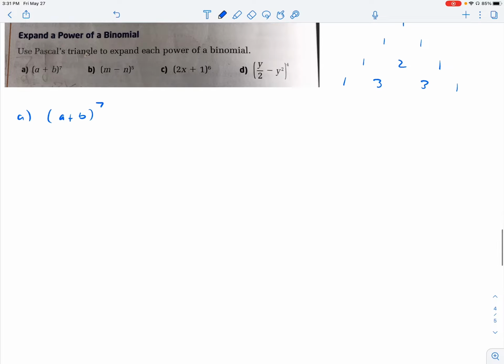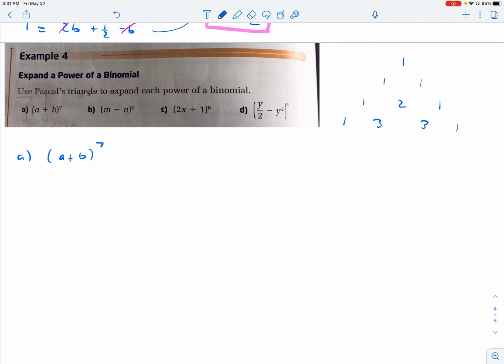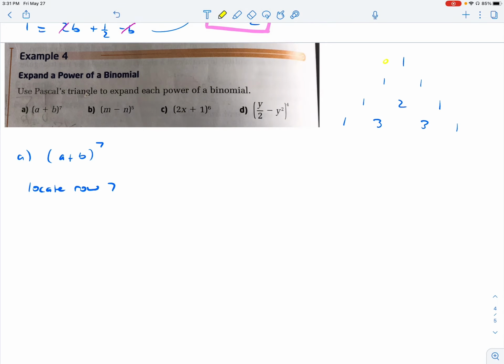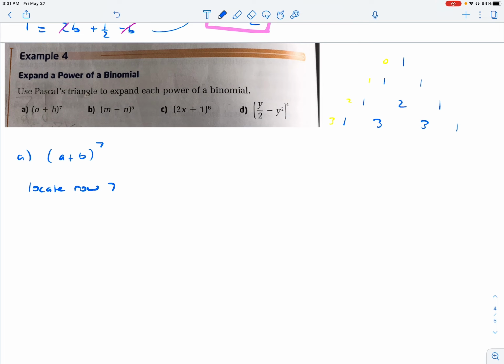So for this one, I would first begin by locating row 7. Right now I just have row 0, row 1, 2, 3. I need to go all the way to row 7. That's going to look like 1, 4, 6, 4, 1. And I suggest maybe you write one of these out and keep it off to the side. That way you don't need to keep doing it every time.